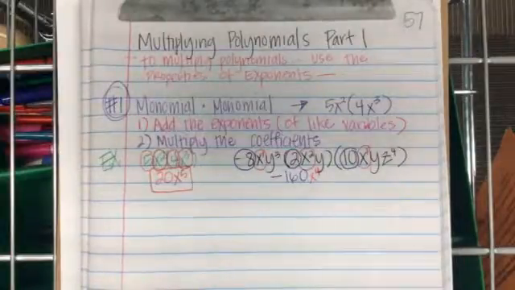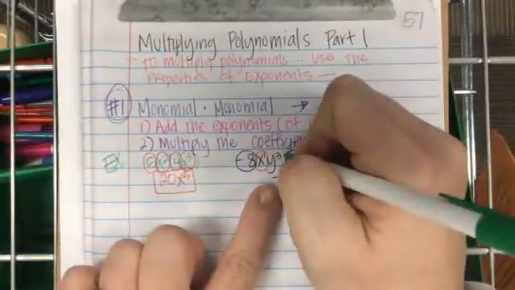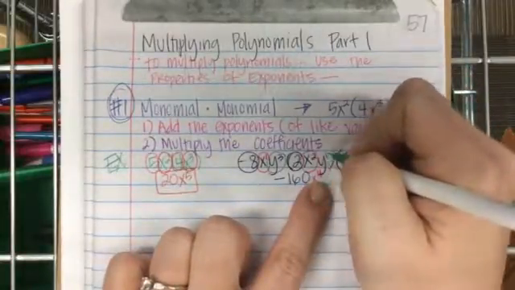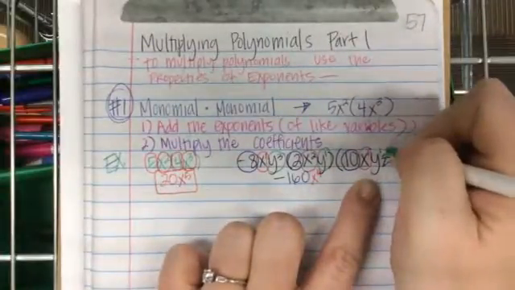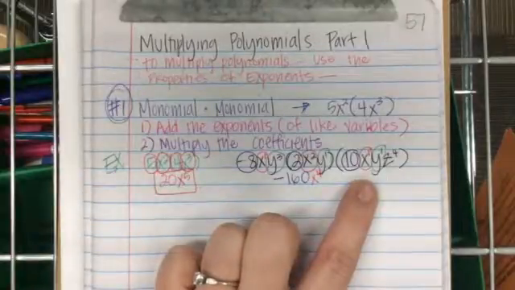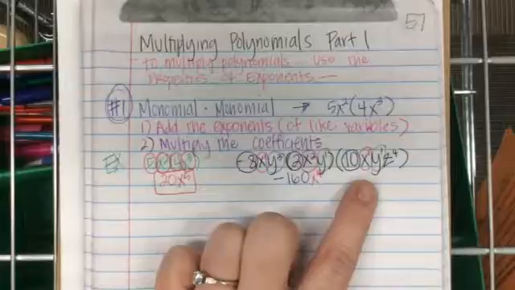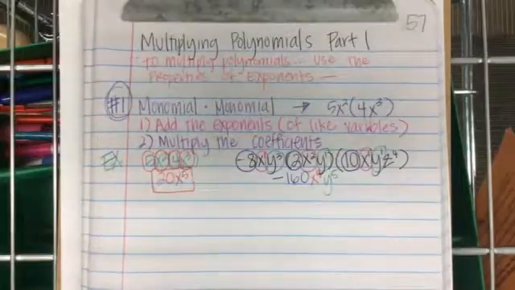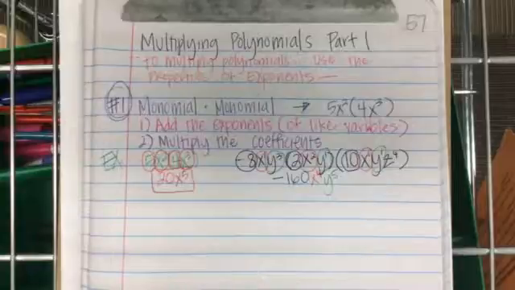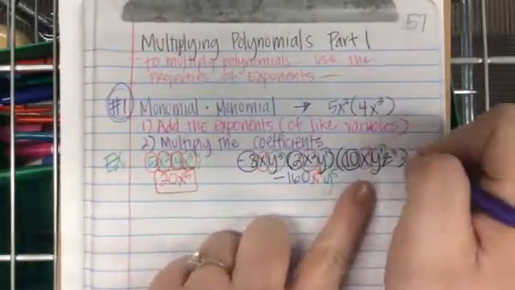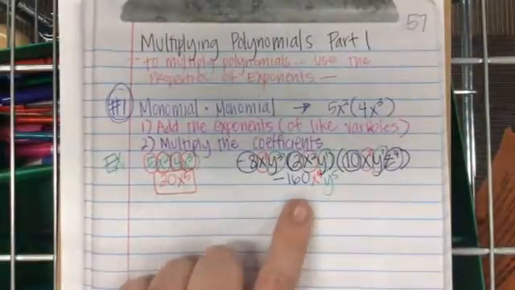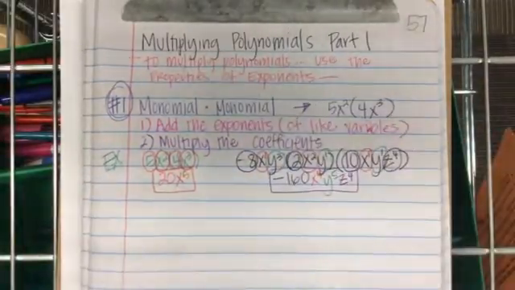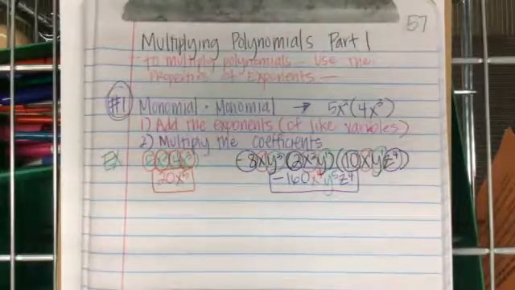Then we move on to y. I have y to the 3rd power, y to the 1st power, and y to the 1st power again. So what do I get? Y to the 5th power. And then I'm left over with a z to the 4th. Where does it go? At the end. So the answer is negative 160 x to the 4th, y to the 5th, z to the 4th.